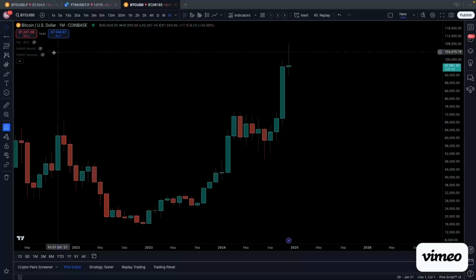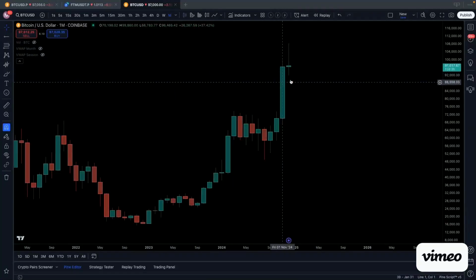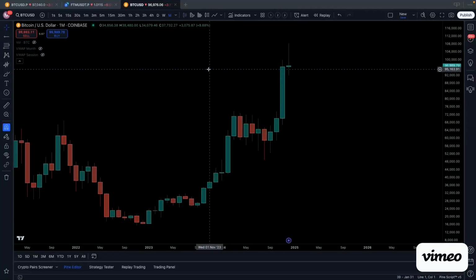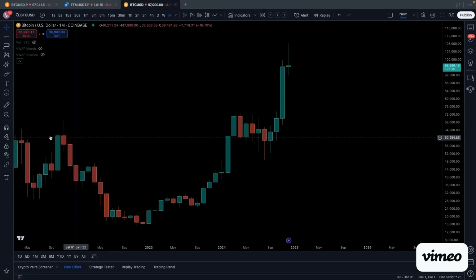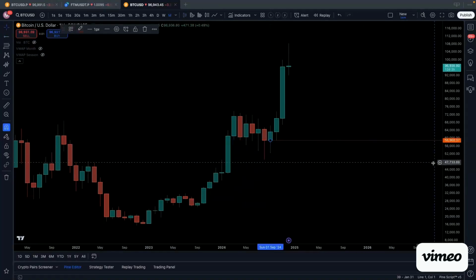So this is the monthly time frame. It's always easiest to go from the highest time frame down to the lowest time frame, because on the higher time frames you're going to have a lot less levels to look at, and then it just gets easier to map everything out. So I like to use the horizontal ray magnets, and let's see. So we have a potential monthly level here.